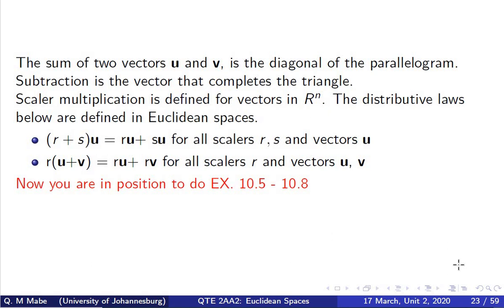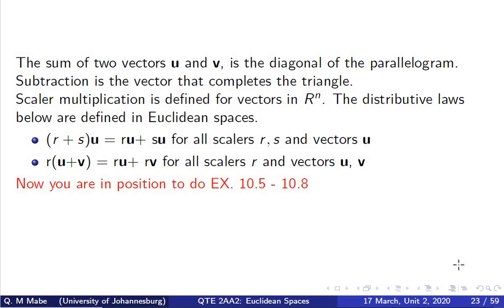We have the summary and other properties of vectors and scalars. So the sum of two vectors u and v is the diagonal of the parallelogram. Subtraction is the vector that will complete your triangle. Scalar multiplication is defined for vectors in Rn, and we use the distributive law as mentioned in these two points.